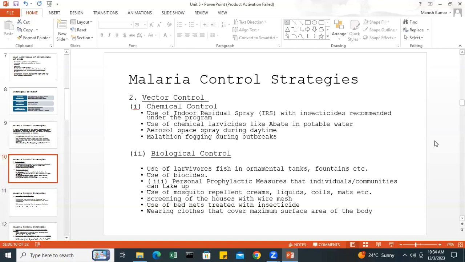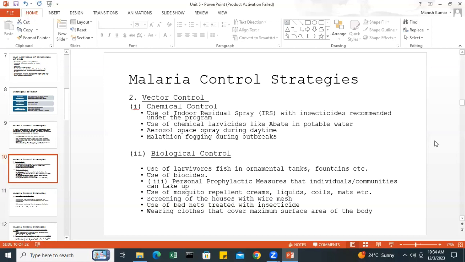So if you see, mostly they do outdoor fogging rather than doing IRS. But studies have proved that outdoor fogging does not control much of the malaria cases, whereas indoor residual spray is very effective, and this should be promoted.